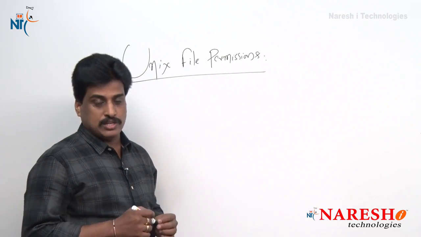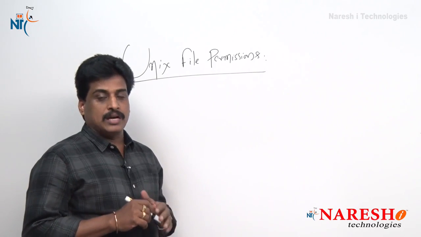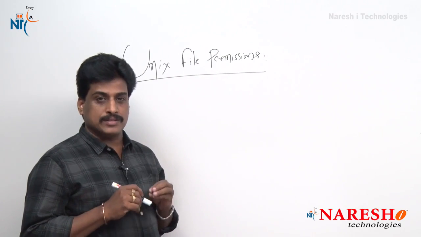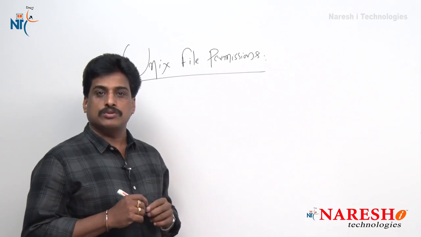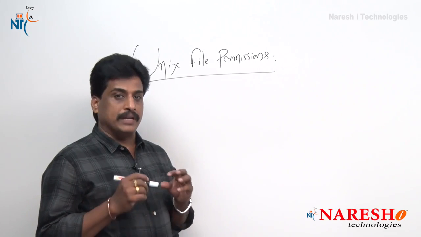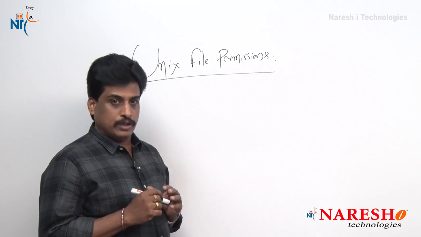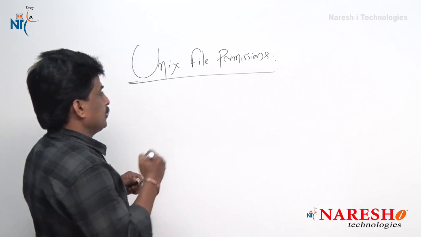What is a permission? It is nothing but accessibility. In the Unix operating system, to access a file, every user should have some permissions. By default, what are the permissions available? And how are we going to view these permissions? We can try to see.